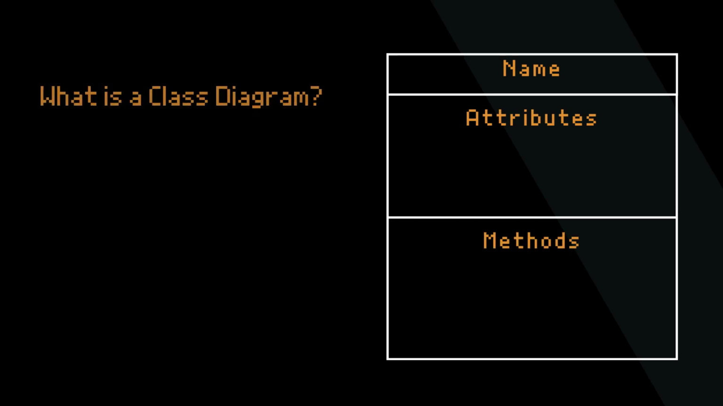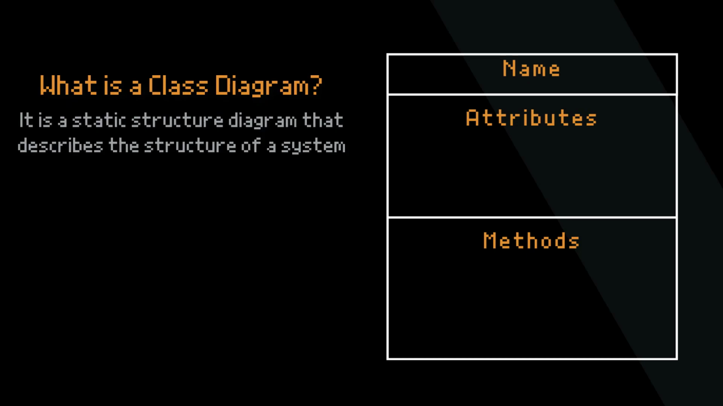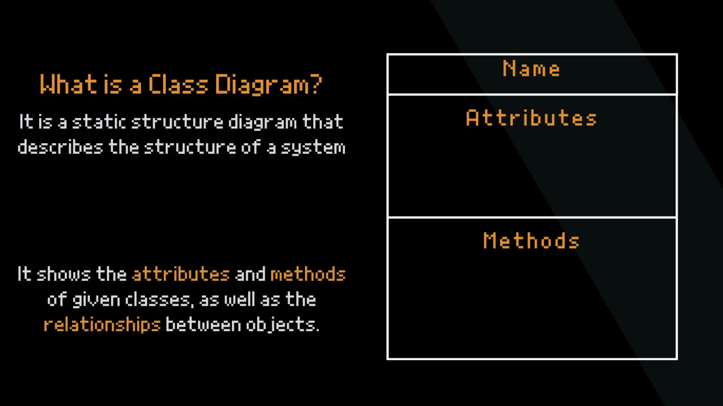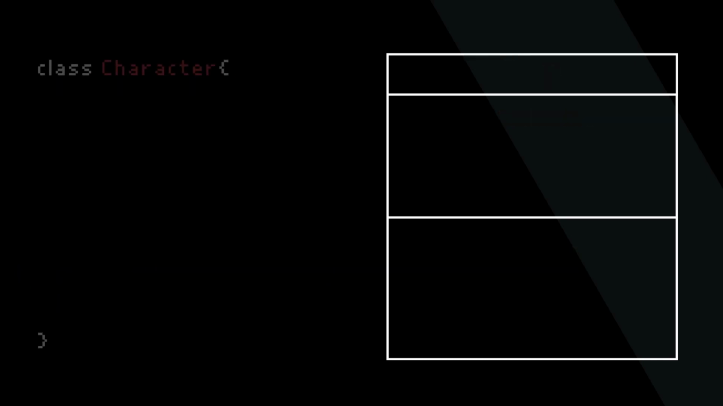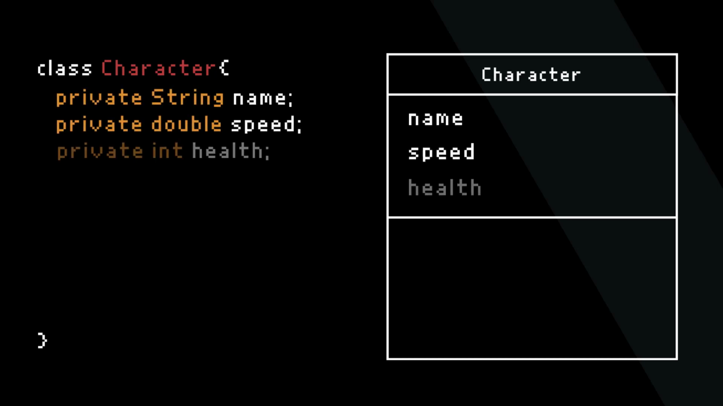So why do we use class diagrams? Well, class diagrams are very helpful in showing the different variables and methods in classes, as well as the relationships between classes. Let's take our previous character example. We know that the class name is character, so we can start by labeling the class. Then we follow with the attributes, which are name, speed, and health.